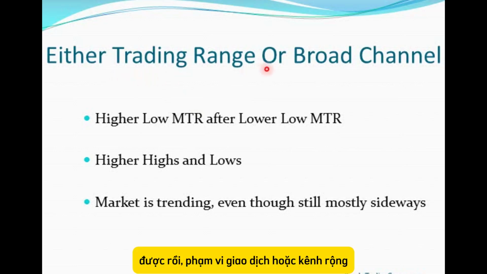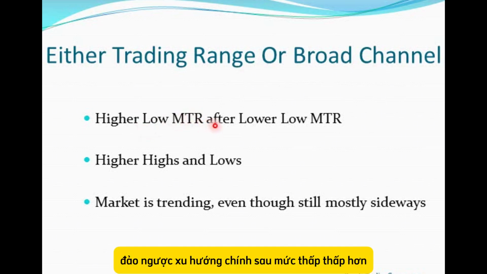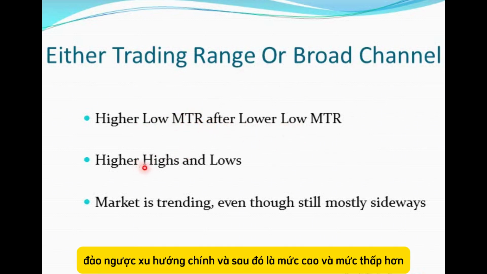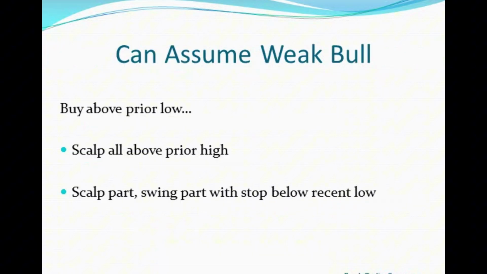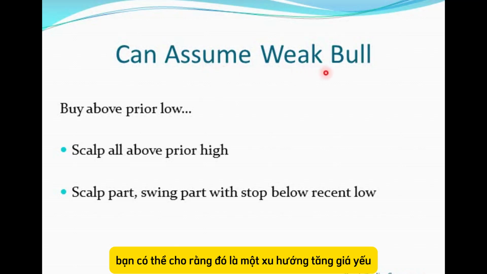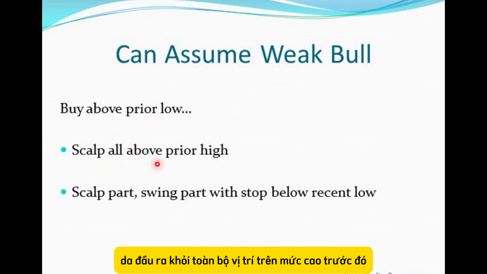Okay, so either a trading range or a broad channel. You could have a higher low major trend reversal after a lower low major trend reversal, and then higher highs and lows. And the market could still be trending even though it's still mostly sideways. You can assume it's a weak bull trend and buy above the prior low and scalp all above the prior high, scalp out of the entire position above the prior high. You could scalp out part at the prior high and then swing the rest and put a stop below the most recent higher low.